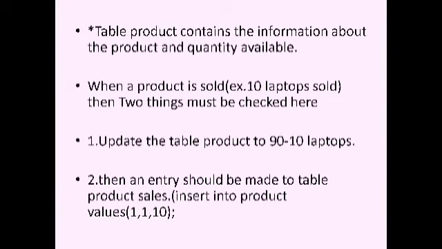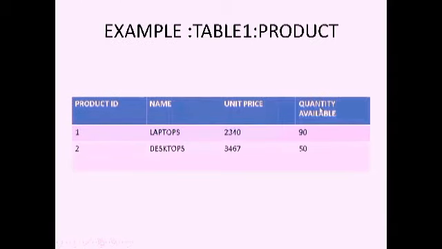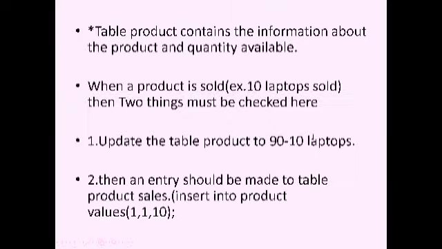Now, when a product is sold, for example 10 laptops sold, then 2 things must be checked here. Take the product table once again. How many laptops are there? The total quantity available is 90. So the example is saying that out of 90 laptops, 10 laptops are sold. So when you are doing this, 2 things should be checked here.